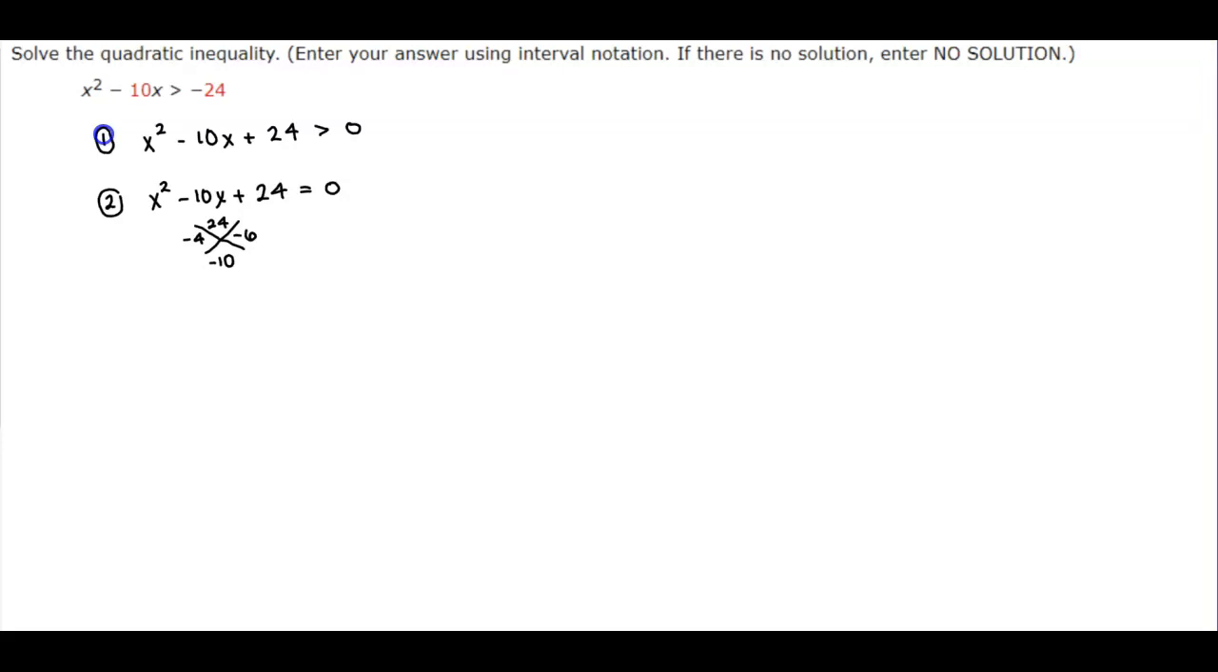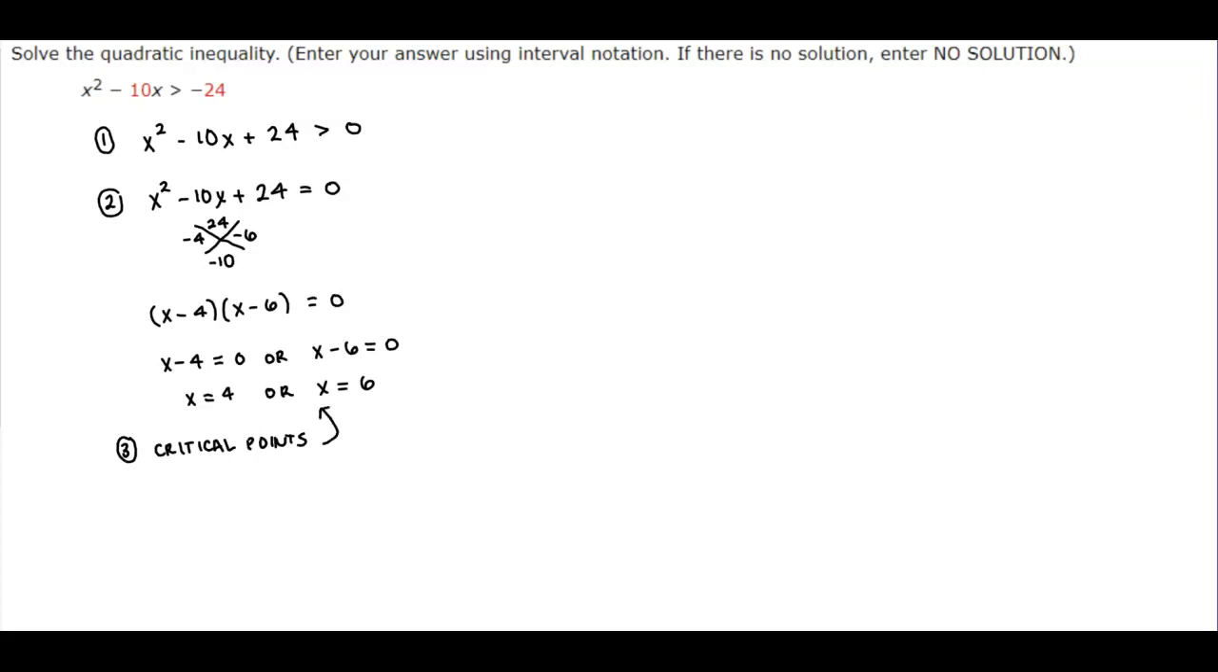So therefore, when we factor this, we end up getting x minus 4 times x minus 6, and that's equal to 0. And now we're going to solve both x minus 4 is equal to 0 and x minus 6 is equal to 0. So we get x is equal to 4, or x is equal to positive 6. So therefore, we know that our critical points are located at 6 and 4.